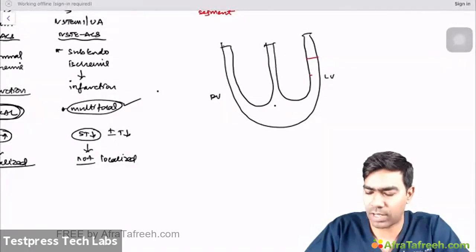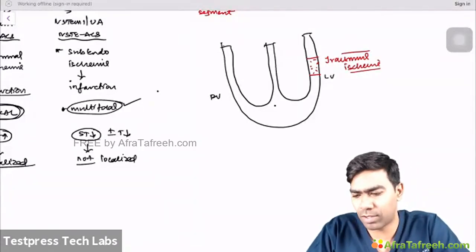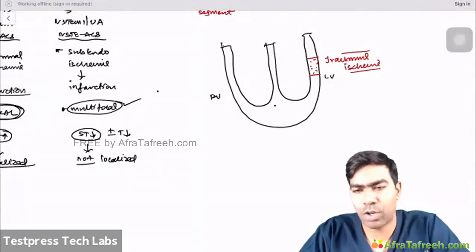So this is what a typical STEMI is. I'm going to have a transmural ischemia. The full thickness of that particular area will go into ischemia. If you don't treat it, it will die. That's called an infarction. So you're going to get a transmural ischemia. This transmural ischemia basically will generate something called an injury current.